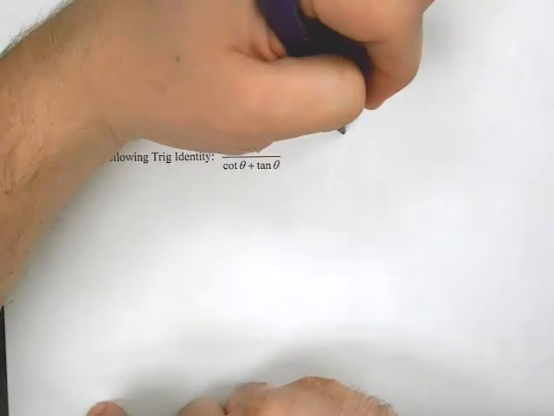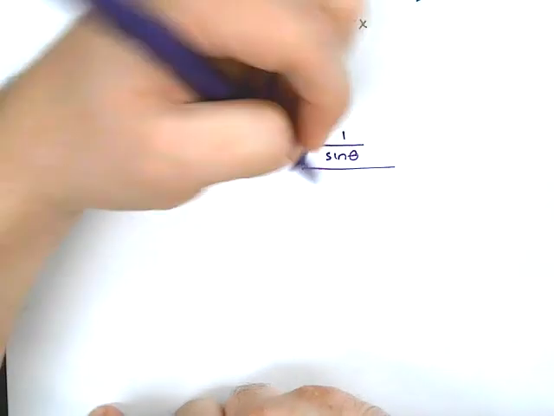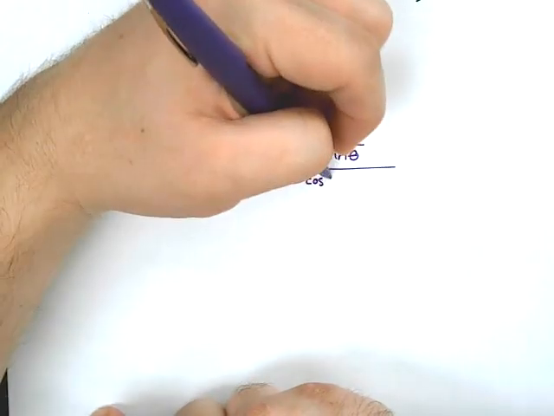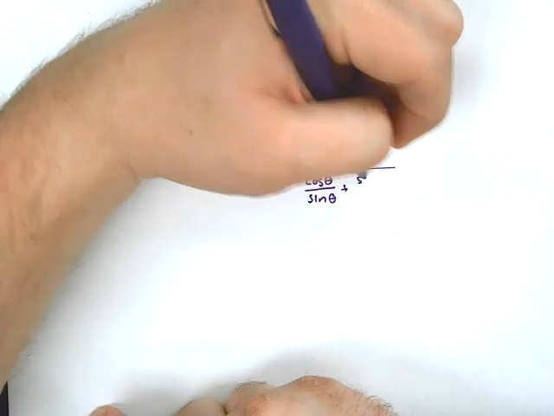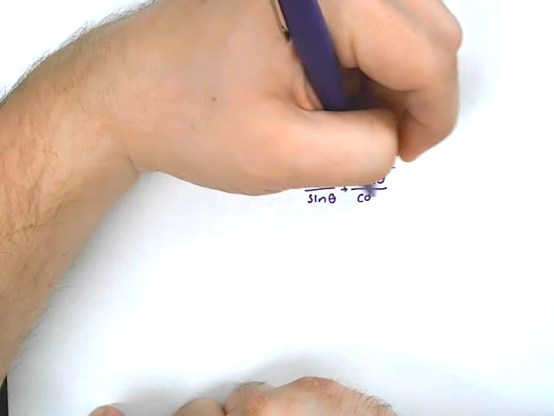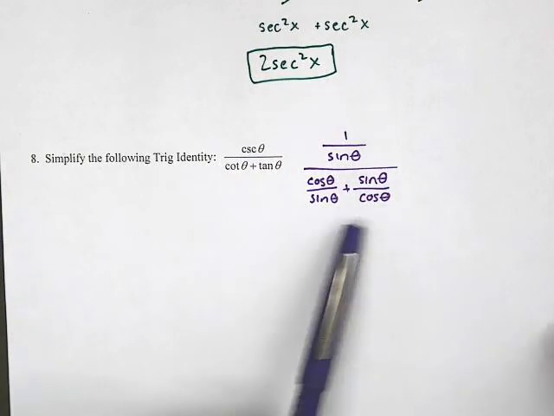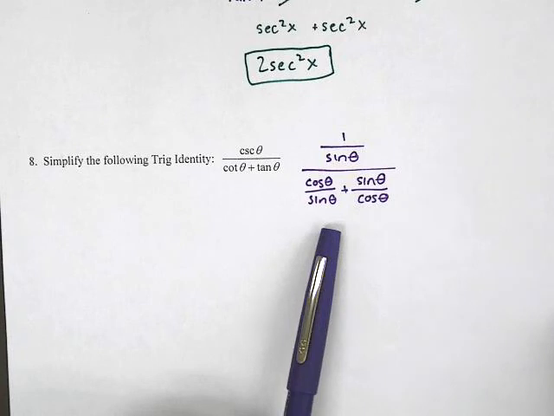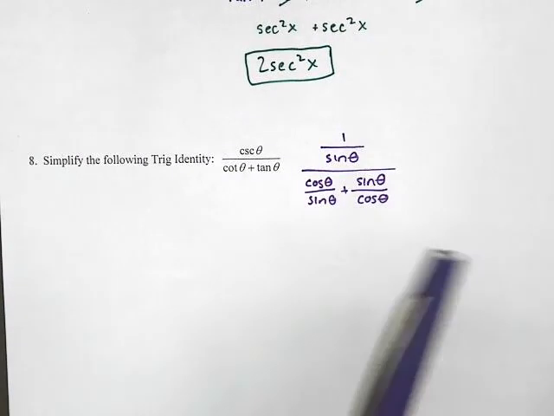I know that cosecant is 1 over sine, so I write it. I know that cotangent is cosine over sine, and I also know that tangent is sine over cosine. Ugh, that doesn't even look that much better. But at least it got us to a next step. And by that I mean, what do we see in the bottom? I see fractions. How do I add fractions together? I get common denominators.